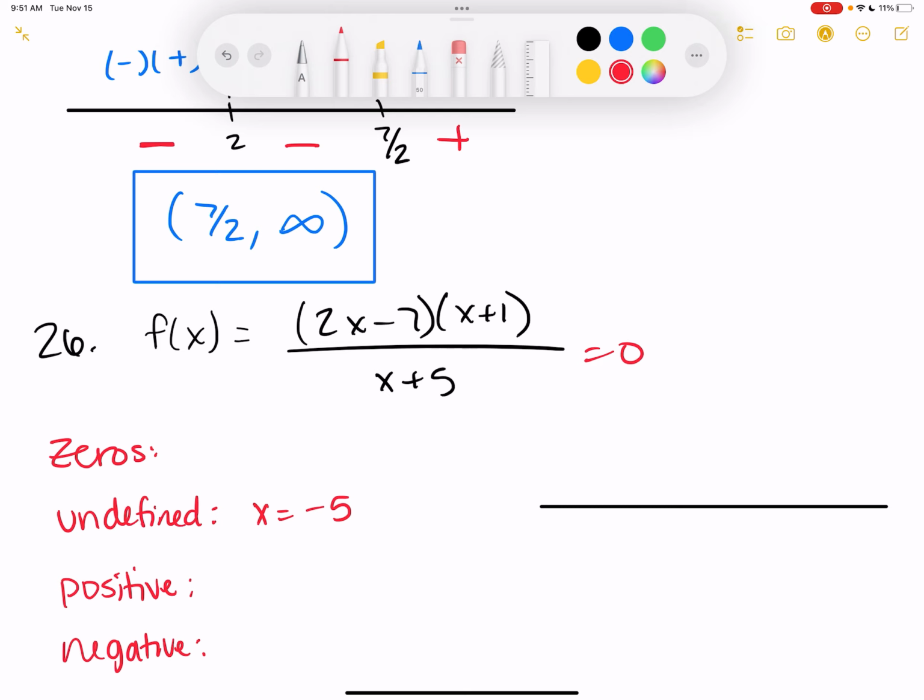Where are my zeros? X equals 7/2. X equals -1. So then those values are getting put on, so I've got -5, -1, and 7/2.